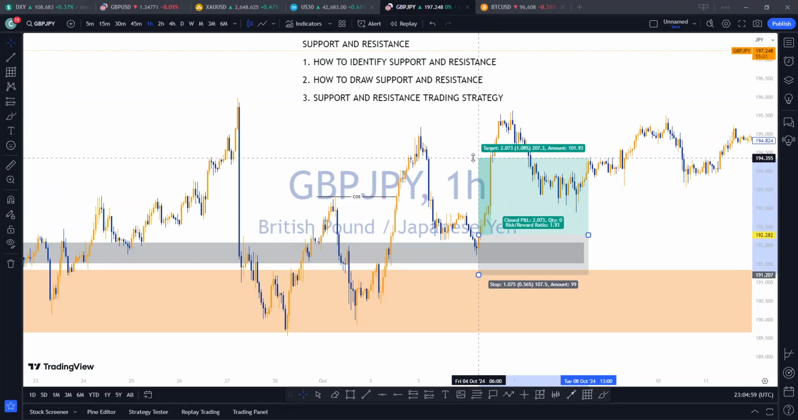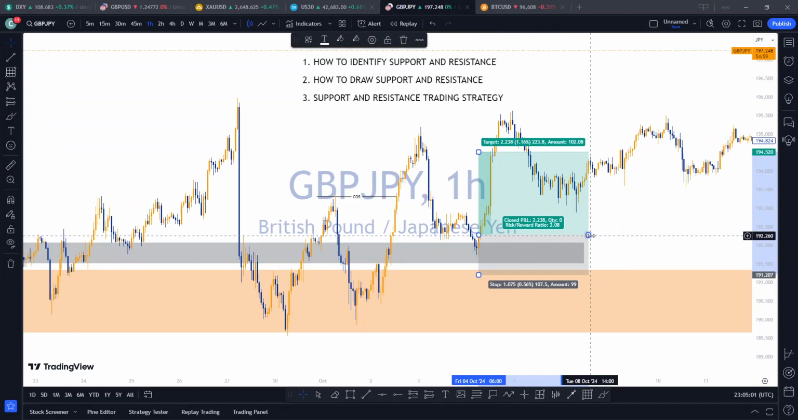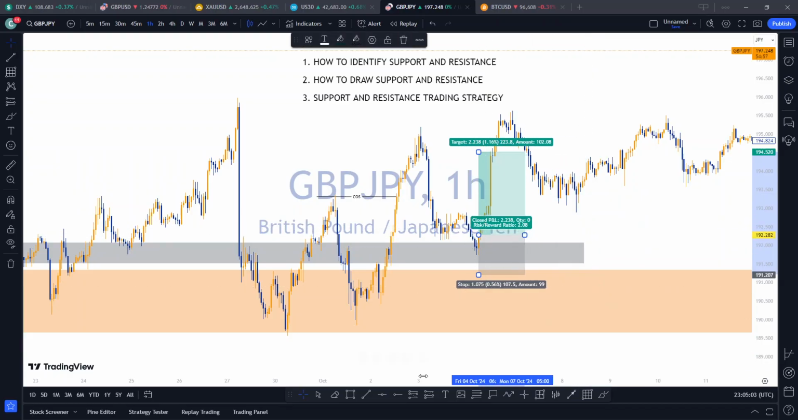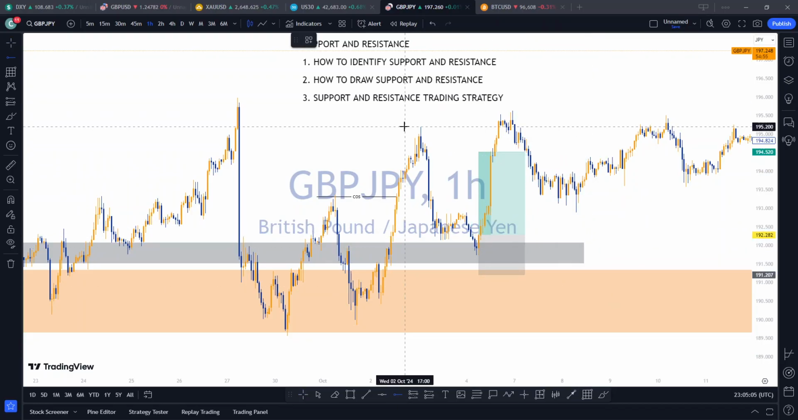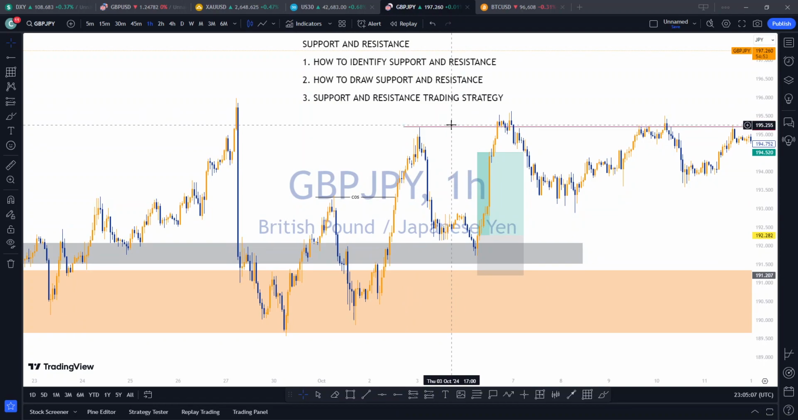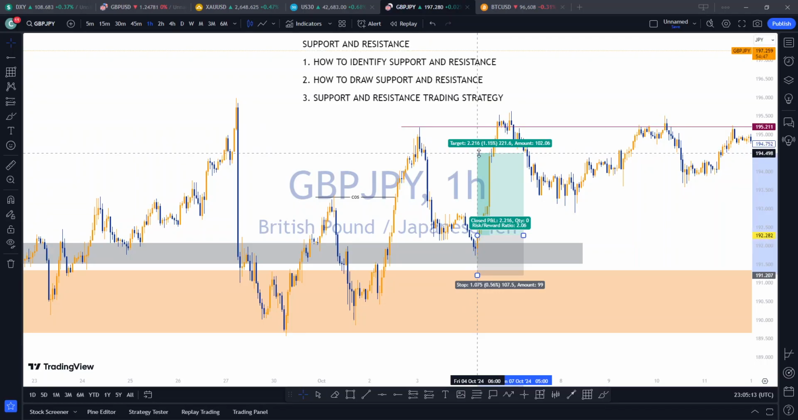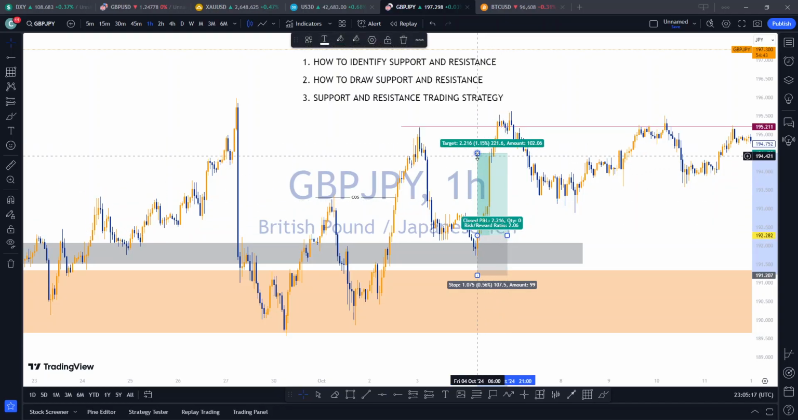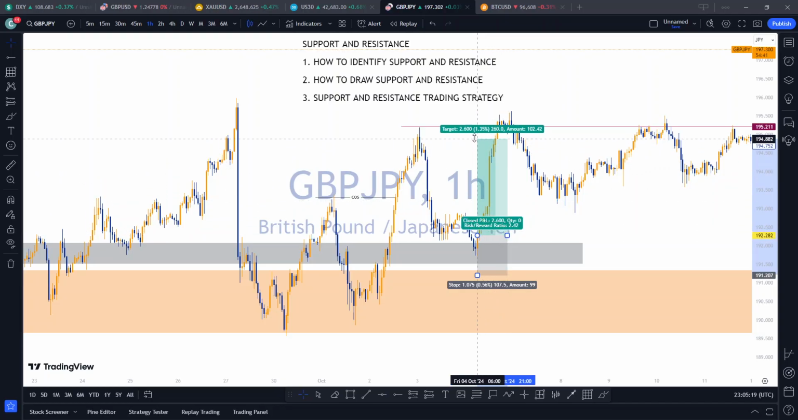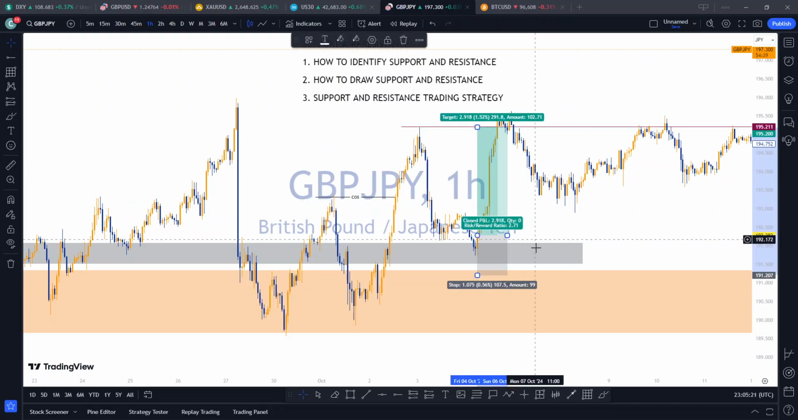Like I said, just target 1:2. Or you can target the previous high, which is here. Just depends on you, right? But to me, I still think 1:2 is a good trade, right? So 1:2, or if you want to target the previous high, then it's like 1:2.7. So that's how I would have taken my trade.